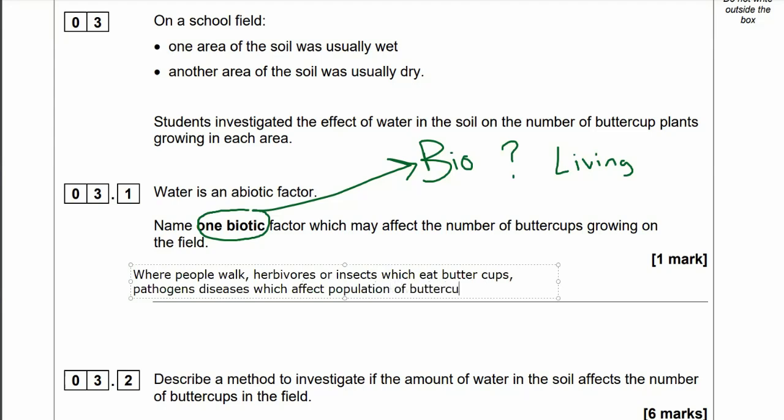Let's move on to 3.2, which is describe a method to investigate if the amount of water in the soil affects the number of buttercups in the field.